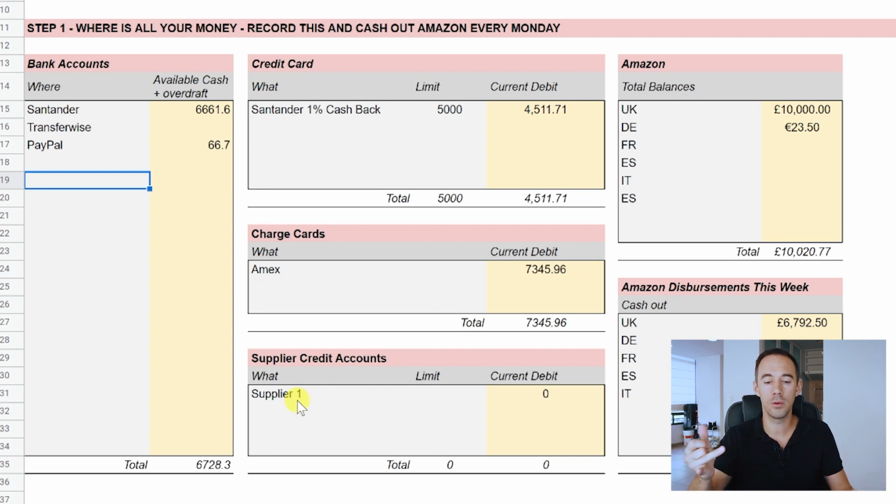If you're doing wholesale, for example, maybe they're giving you a credit limit that you can spend to, so we're going to record who the supplier is, what the limit is, and what the balance is on that limit right now. Then we move over to the Amazon account.